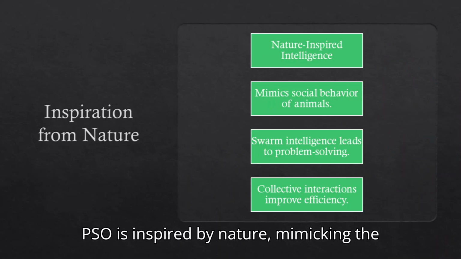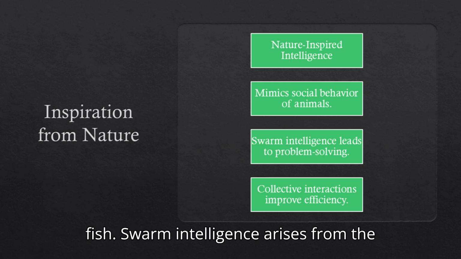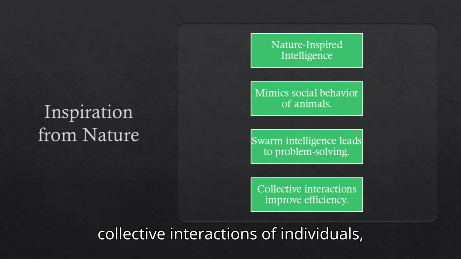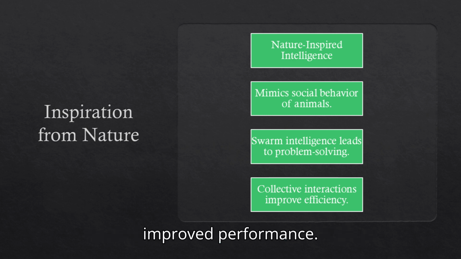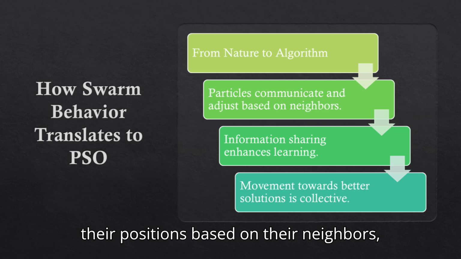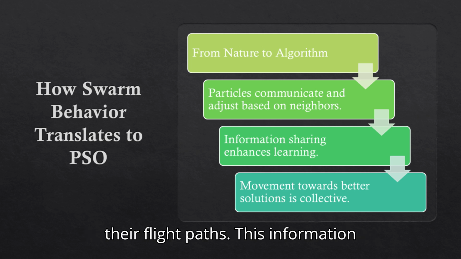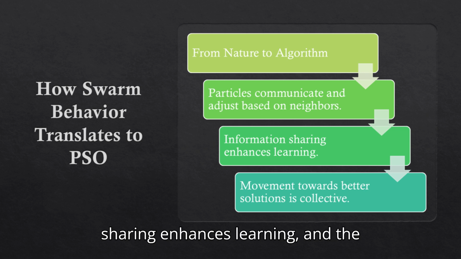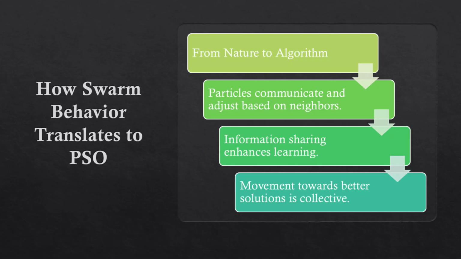PSO is inspired by nature, mimicking the social behavior of animals like birds and fish. Swarm intelligence arises from the collective interactions of individuals, leading to efficient problem-solving and improved performance. In PSO, particles communicate and adjust their positions based on their neighbors, similar to how birds in a flock adjust their flight paths. This information sharing enhances learning, and the collective movement leads particles towards better solutions.